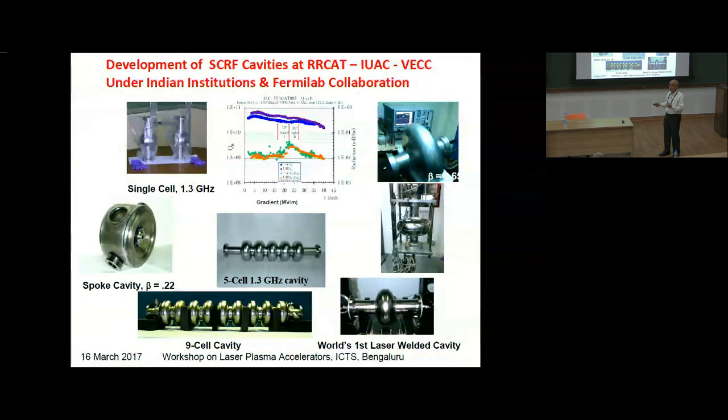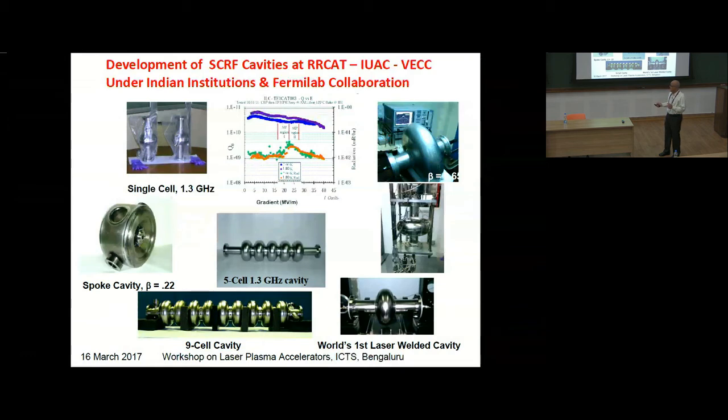These ones are very similar to the ones which I showed you for ILC, the International Linear Collider. Those are being built. First, a single cell was built. Then a five cell was built, again with RRCAT doing the fabrication and the final welding done at IUAC. And a 9 cell cavity has recently been made in the same way. All of these performed very well.